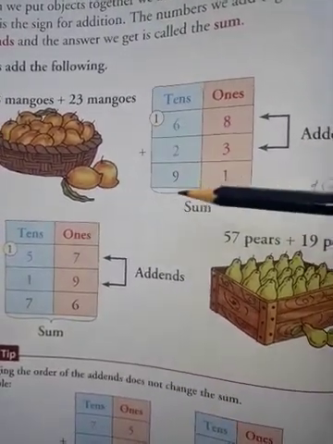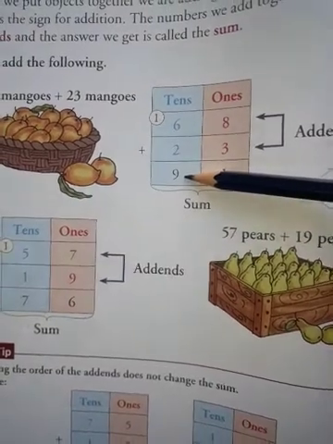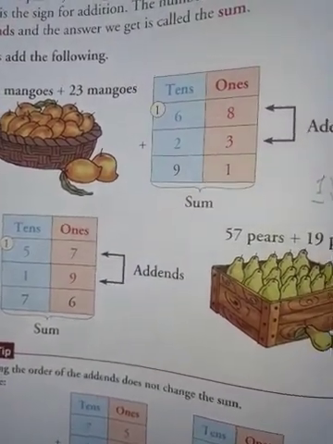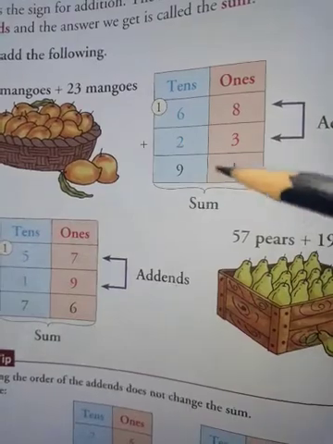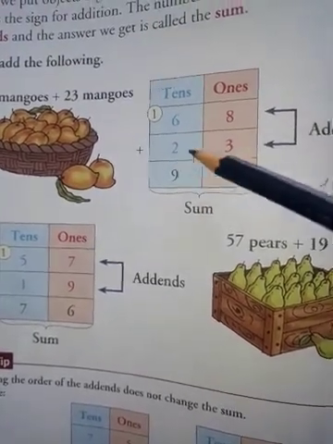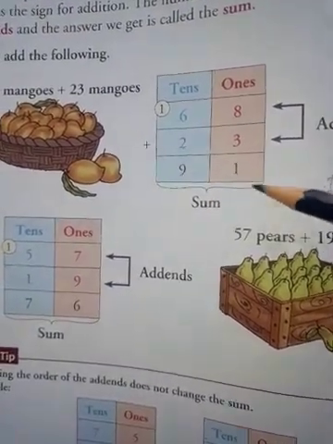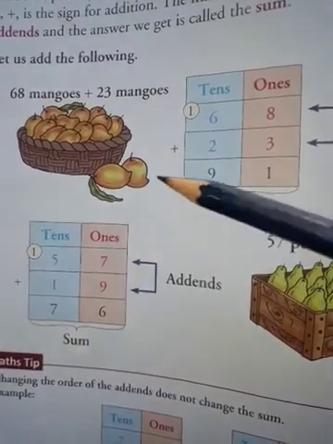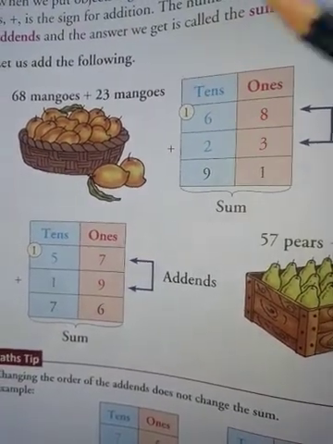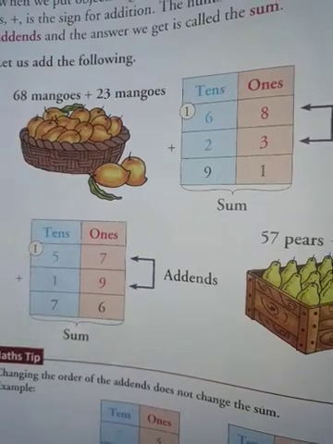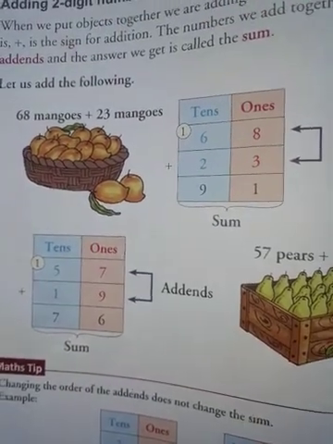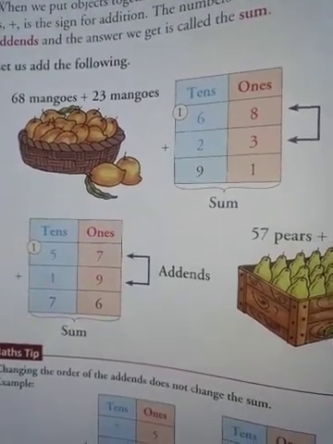8 plus 1 is equal to 9. So you write here 9. Okay. So this is the addition of 68 and 23, which is equal to 91. So the 68 mangoes and 23 mangoes, we get 91 mangoes all together.